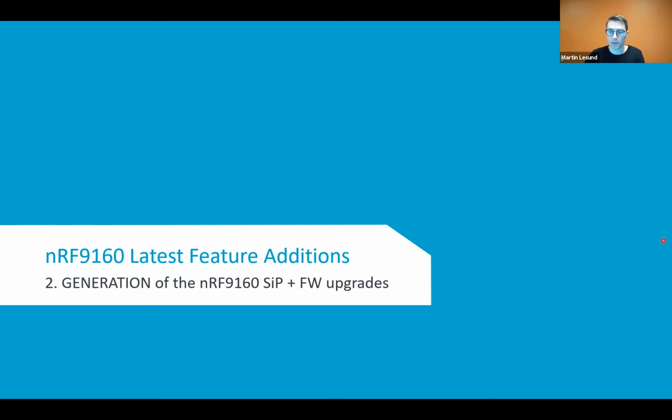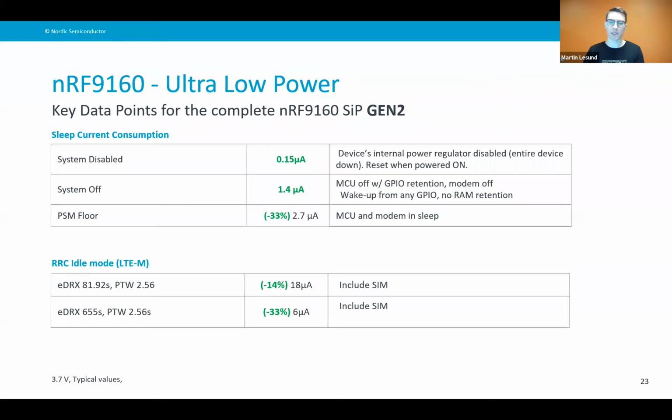For my next topic, I'm going to talk about our new generation of nRF9160. The first generation has been out for about 1.5 years, I think, or 2 years, I can't remember. Either way, we have this second generation now, and also some modem firmware upgrades. If you're familiar with nRF9160 from before, you will see this second generation has a lot of improvements, and a lot of these improvements are in low power.